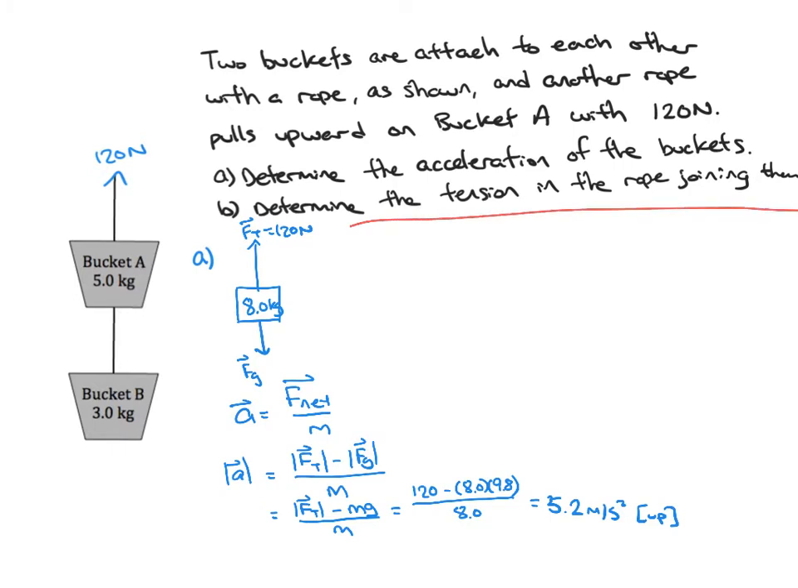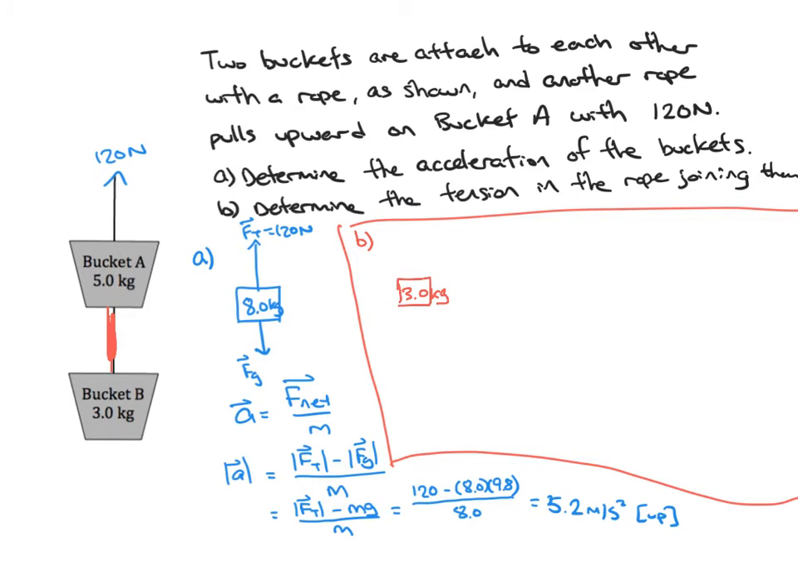I'm just going to try to block off a section where I can do part B. So the buckets are accelerating up at 5.2 meters per second squared. Part B asked me to determine the tension of this middle rope here. And to do that, in my experience, the simplest way is to now draw a free body diagram focusing on one of the buckets that the rope is attached to. It's your choice which one, but I believe that the bottom bucket will be simpler. So 3 kilograms is the bottom bucket.